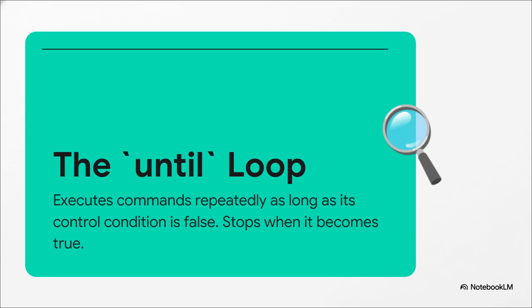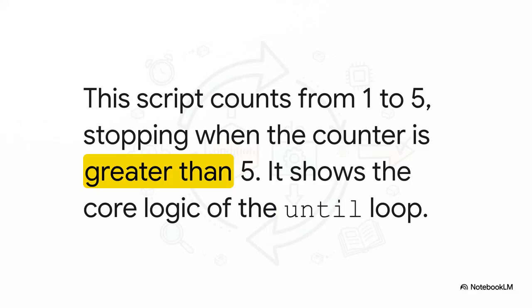Okay, let's get just a little bit formal for a second. The until loop is what we call a control flow statement. It executes a block of commands again and again and again. But here's the key. It only stops once its condition finally flips to true. Just think of it like this: keep doing this stuff until this other thing happens. It's right there in the name. All right, enough talk. Let's see this thing in action with a super simple example.